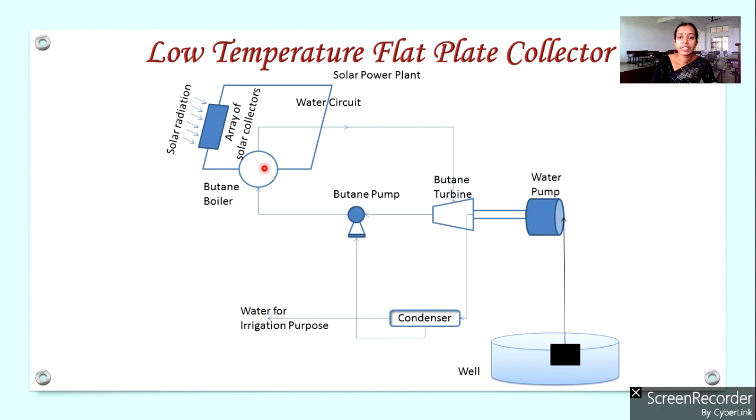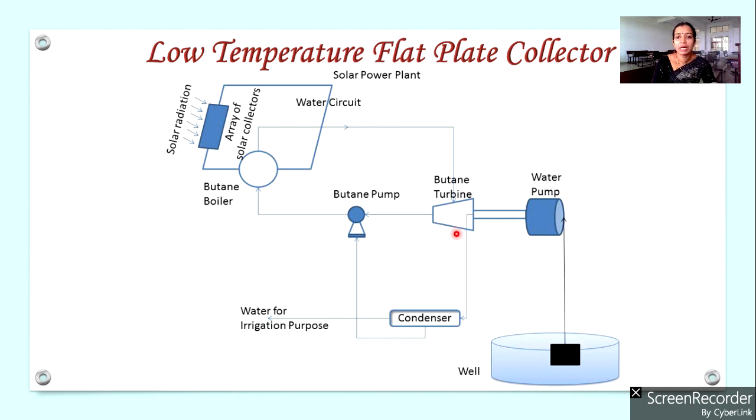Okay, so the butane vapor formed here is fed to a butane turbine, not a boiler. So it drives the butane turbine. The turbine will be coupled to a pump. So when the turbine operates, this pump also operates, which helps to lift water from a well, which can be used for irrigation purposes.